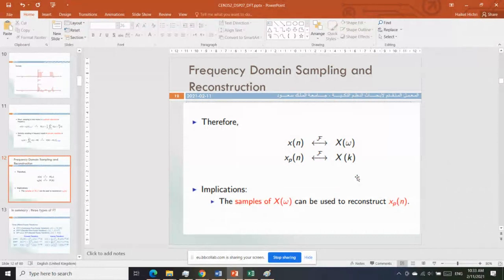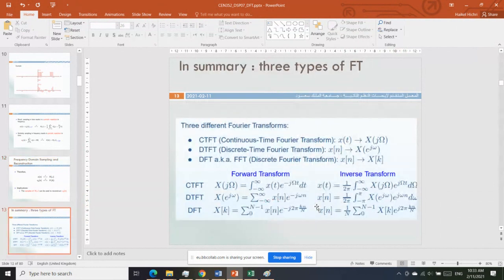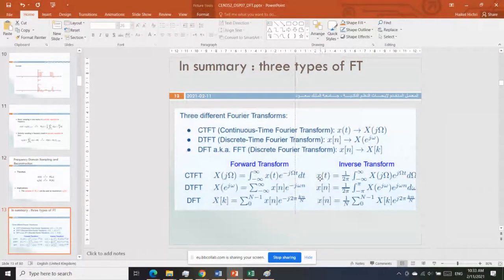If I sample the frequency response, the Fourier transform, I get a reconstructed periodic signal. I only get a limited part of the original signal. I only get N samples. And these are periodic, they repeat. So that's the conclusion. In summary, we have three types of the Fourier transform.